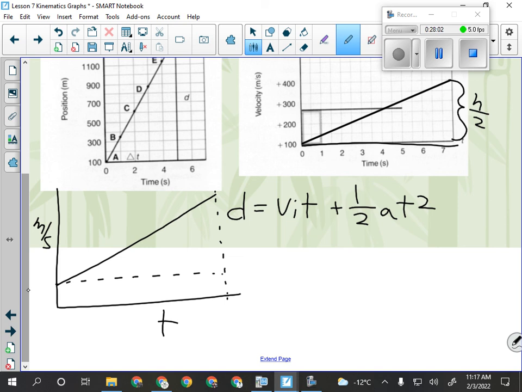How do I calculate the area of a rectangle? Base times height. What's on the base? Time. The height of this rectangle, would that be the y-intercept? Would that also be my initial velocity?